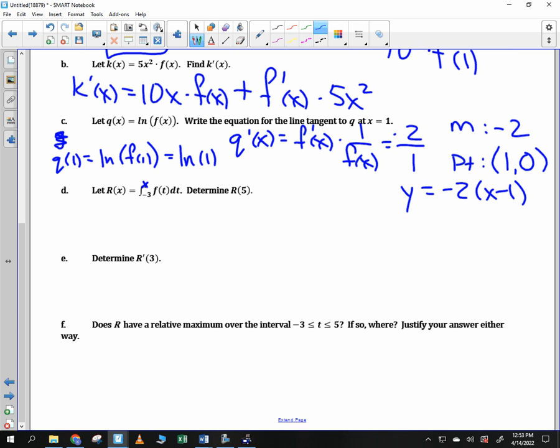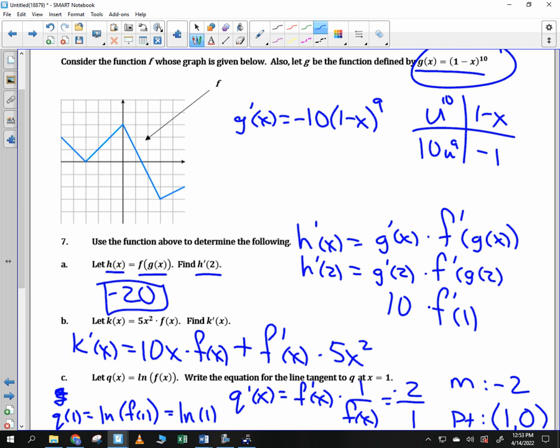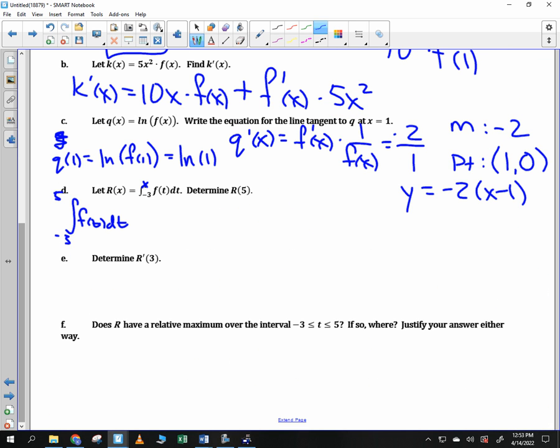That means I plug 5 in for what? X. What does that mean? There's two things that should come to your mind when you see that. Antiderivative. Do we have a shape or a formula you could take the antiderivative of here? You can't take the antiderivative of this, can you? So, what else does that mean?